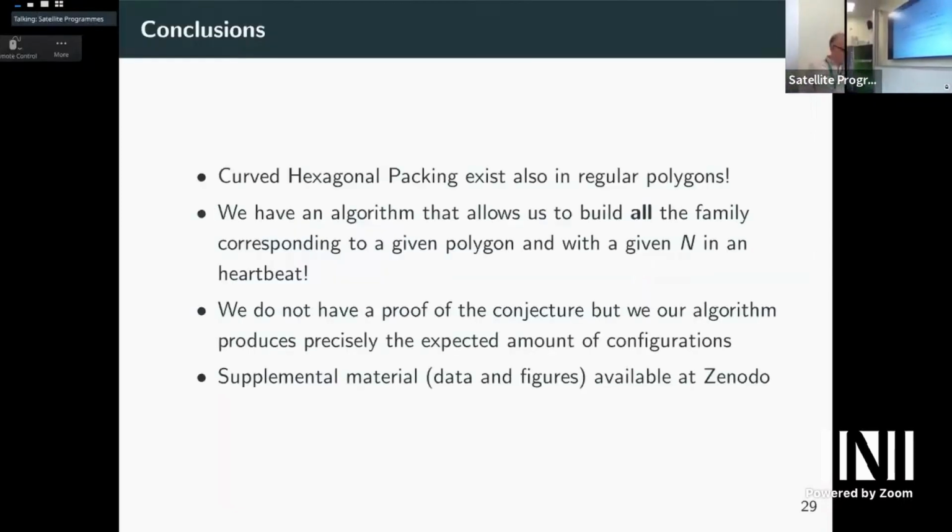So, conclusion: curved hexagonal packing exists also in regular polygons. There is an algorithm that can build all the hexagonal packings you want. We don't have a proof of that conjecture. It would be nice to have a proof of it. Maybe it's something trivial, but I don't know. We have a lot of supplemental material if somebody is curious about it.